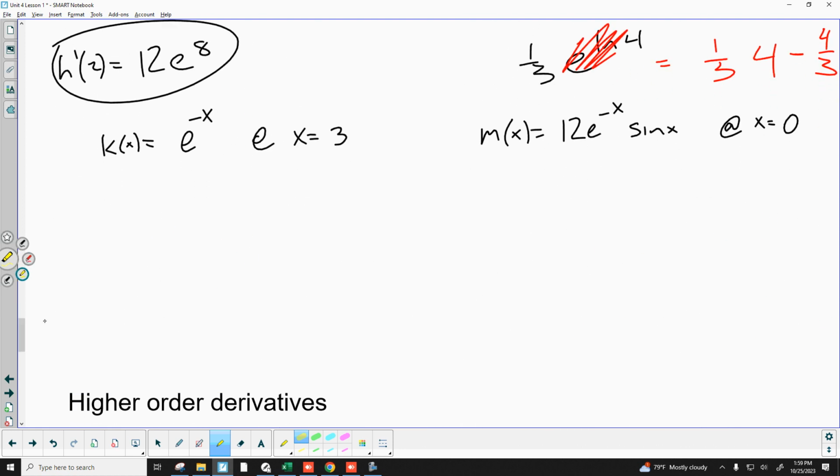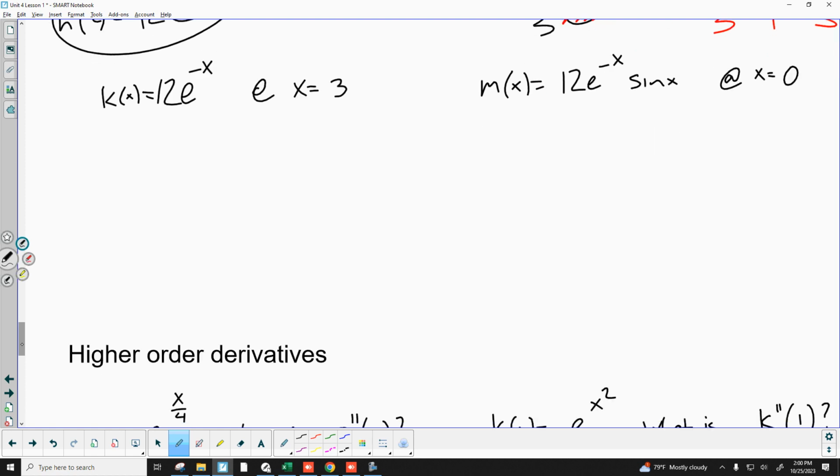So I'm going to throw 12 next to e to the negative x. And I don't want you to get confused by it. Take the derivative of 12 e to the negative x.